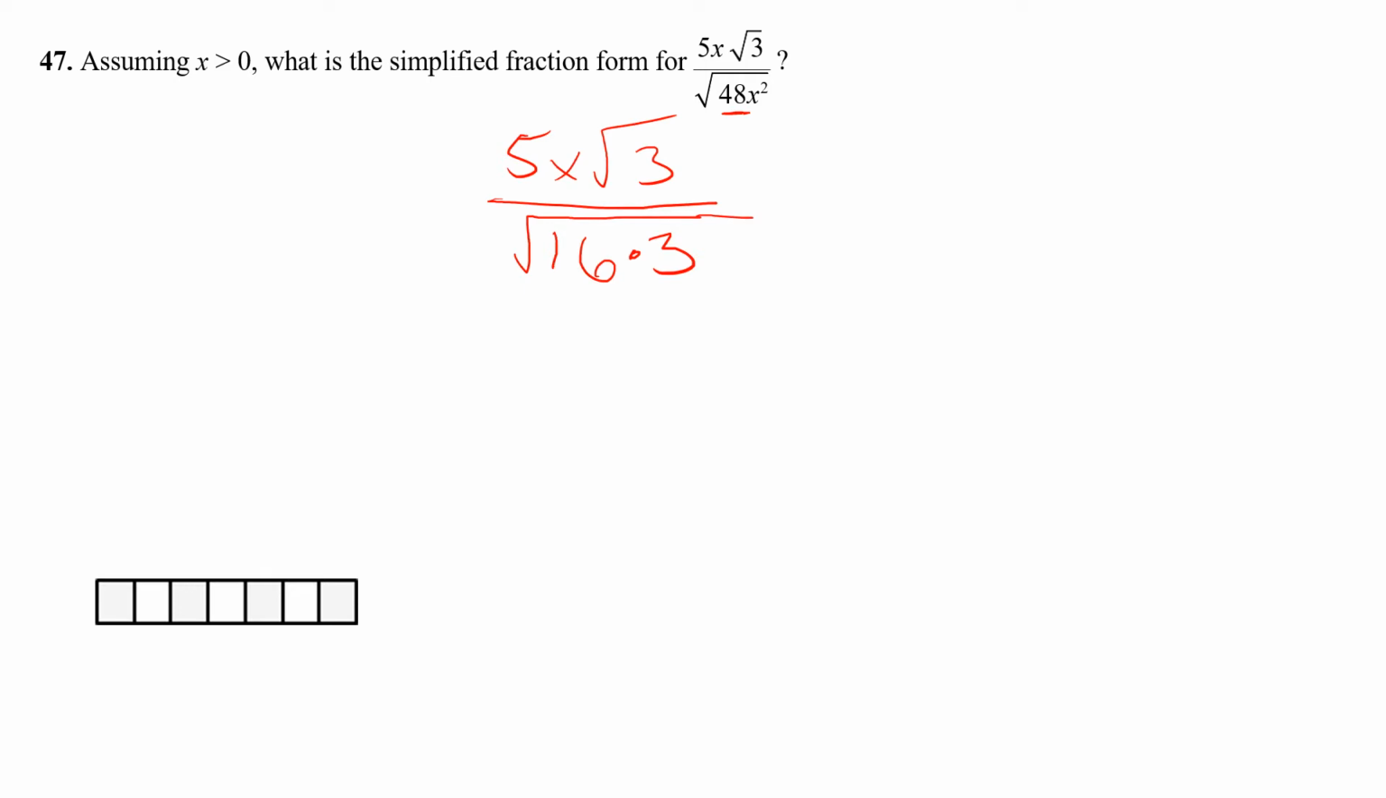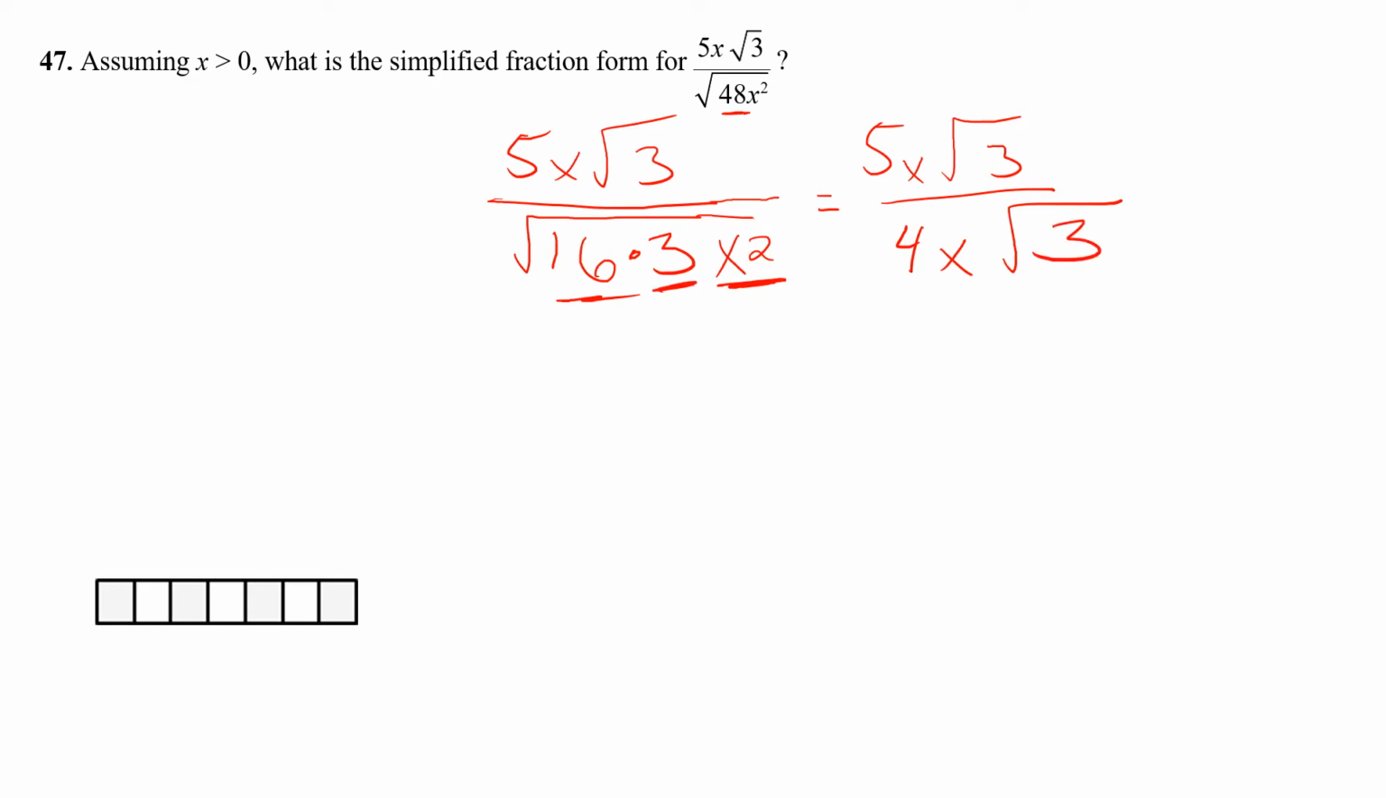And I'm actually going to bring down the x squared. I don't have to break it up because it is a perfect square, because it is even. So now I'm going to bring over the 5x square root of 3. And the square root of 16 is 4. And the square root of this x squared here is just x. I just take half of that exponent. And the only thing that's left under my radical would be 3.